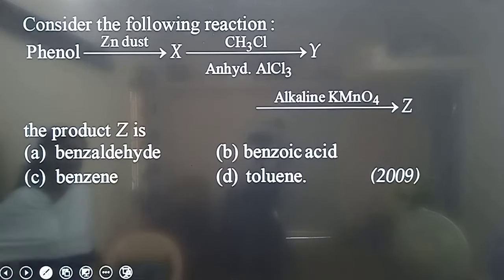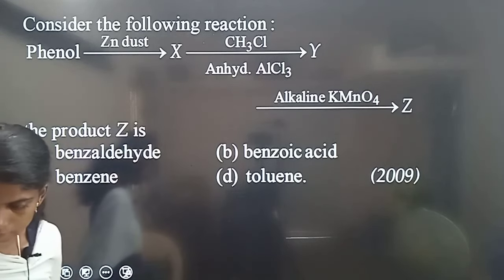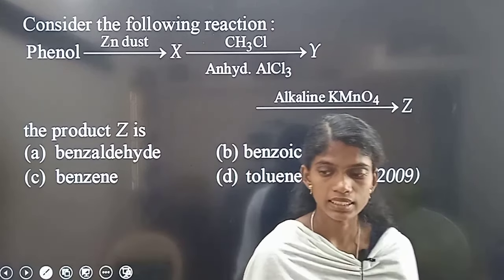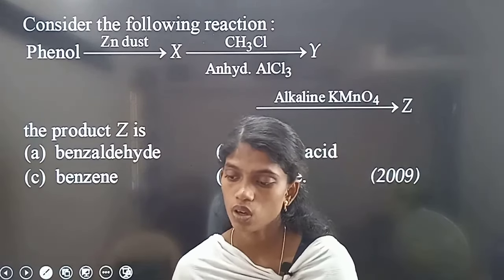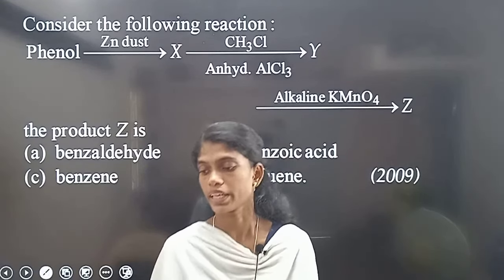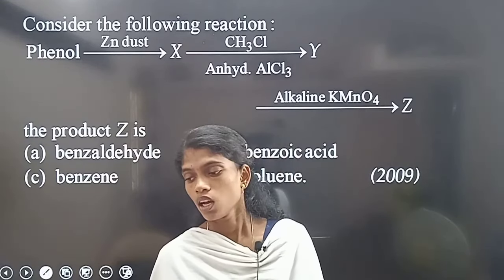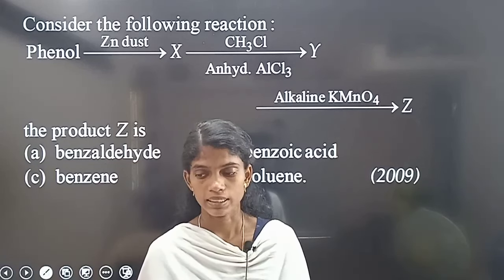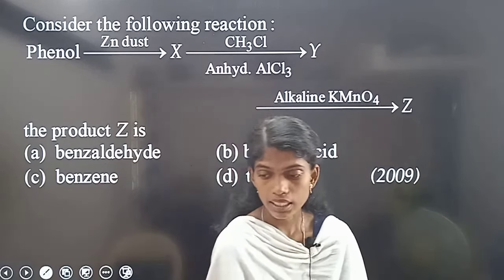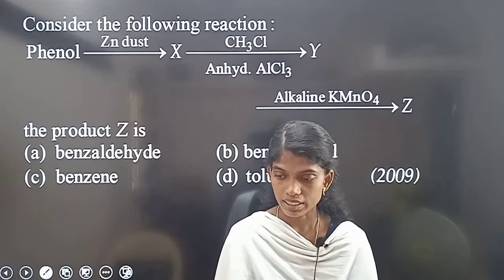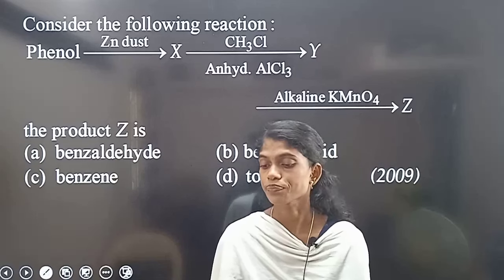Consider the following reaction. The product is, so phenol is reacted with zinc dust, it yields X, which on reaction with methyl chloride in presence of anhydrous AlCl3 yields Y, which on reacting with alkaline KMnO4 yields Z. So the product Z is option A benzaldehyde, option B benzoic acid, option C benzene and option D toluene.